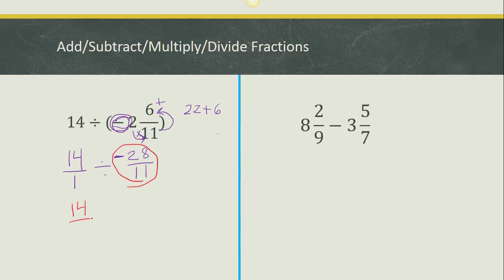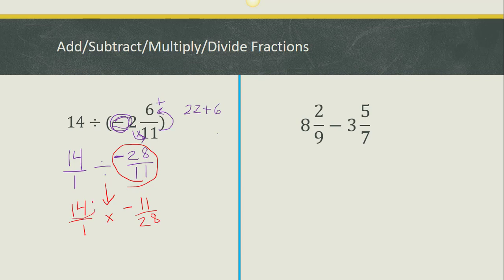Keep the first one the same, 14 divided by 1, and then change the division to multiplication. So 14 over 1 times negative 11 over 28. Now here's a part where you can do the trick that you might have learned, that you can simplify before we multiply. And that's going to be really helpful for this one.